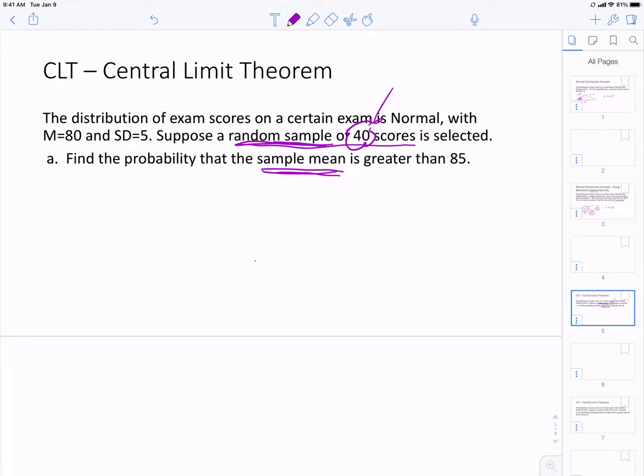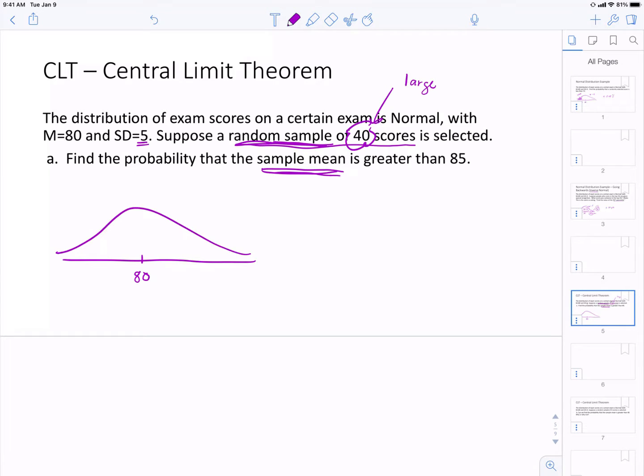All right, so here we go. We're going to draw a picture. I know that the sample mean distribution is going to be normal. How do I know that? Because we have a large sample size. Remember, if we have a sample size greater than 30, then I know that the sample means will be normally distributed. The center is going to be the same as the population mean. However, the spread is not going to be 5.